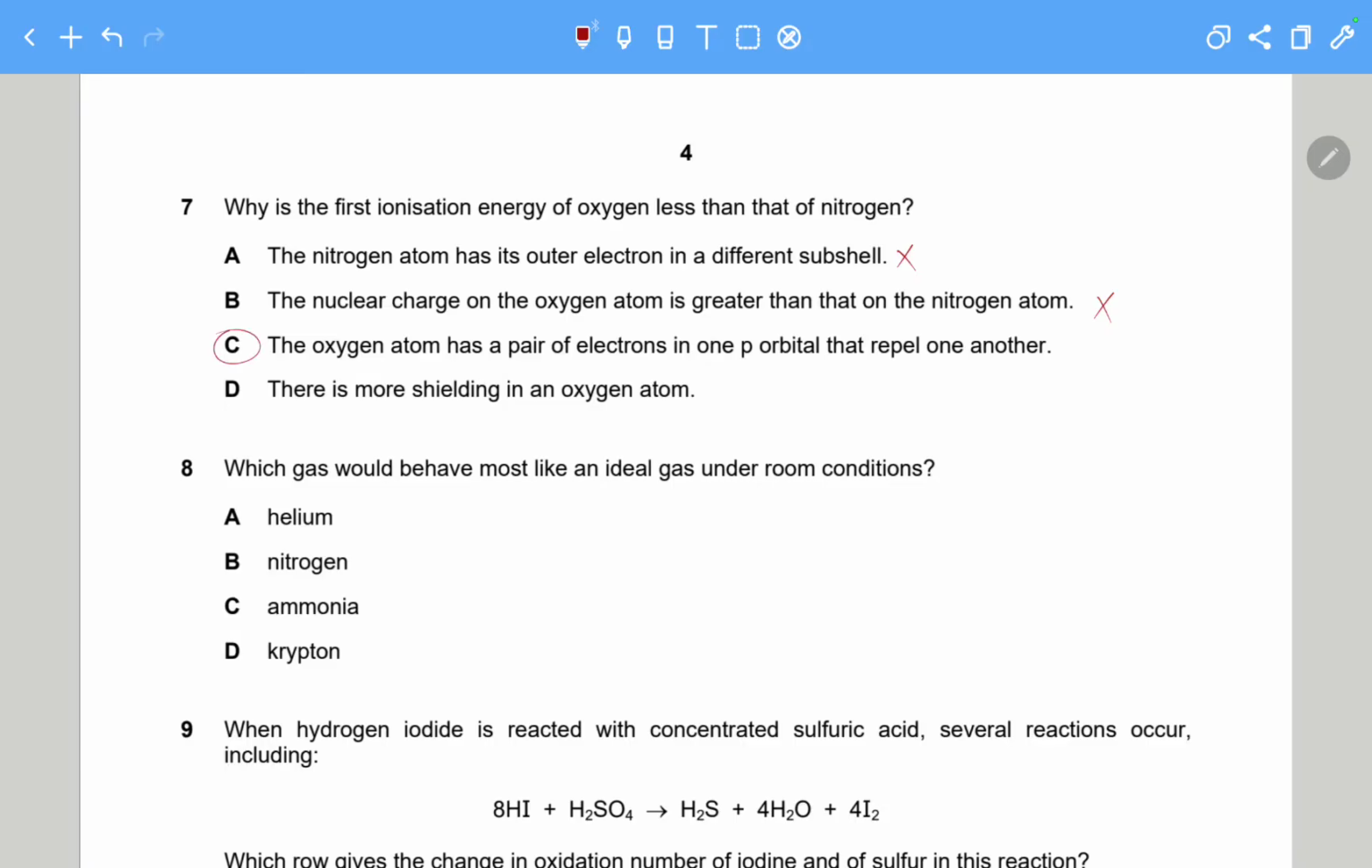Yes, we just did that. But we'll always look at all options. There is more shielding in an oxygen atom? No, that's not right, because the shielding is almost negligible across a period, and even if it changes, there's a slight increase across a period, and oxygen is before nitrogen, so there cannot be more shielding.